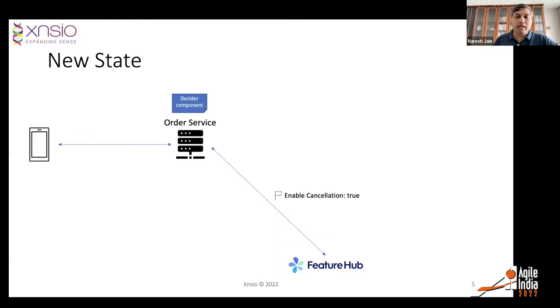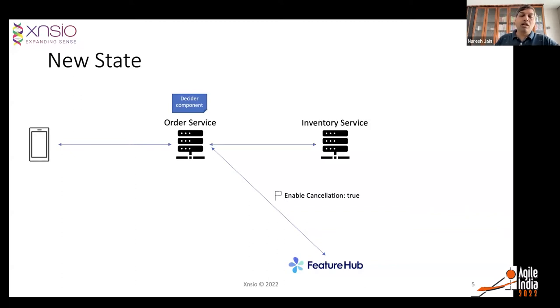The service that is actually checking with your feature toggling system, we call that the decider component. I'll come back to this concept of decider component because that is extremely important in your ability to do continuous deployment as part of the pipeline. We have the order service, which we are calling the decider component. It checks with Feature Hub whether this particular feature is enabled. Feature Hub says, yes, this feature is enabled.